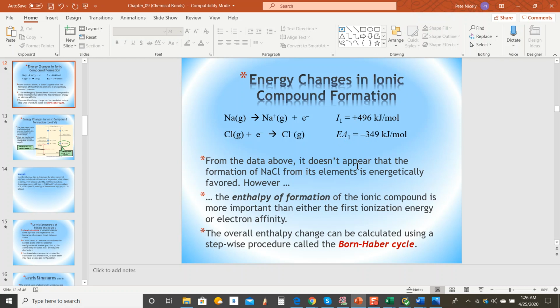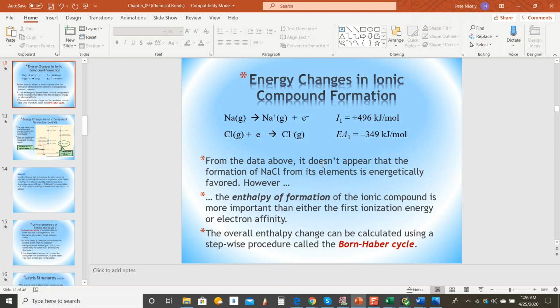That would indicate that the formation of sodium chloride is not feasible and would not be stable, which we know, of course, is not true. Sodium chloride is very stable. So, just looking at the electrons being lost and gained and the energy changes taking place in that process by itself is not enough to explain why sodium chloride and other ionic compounds are stable.